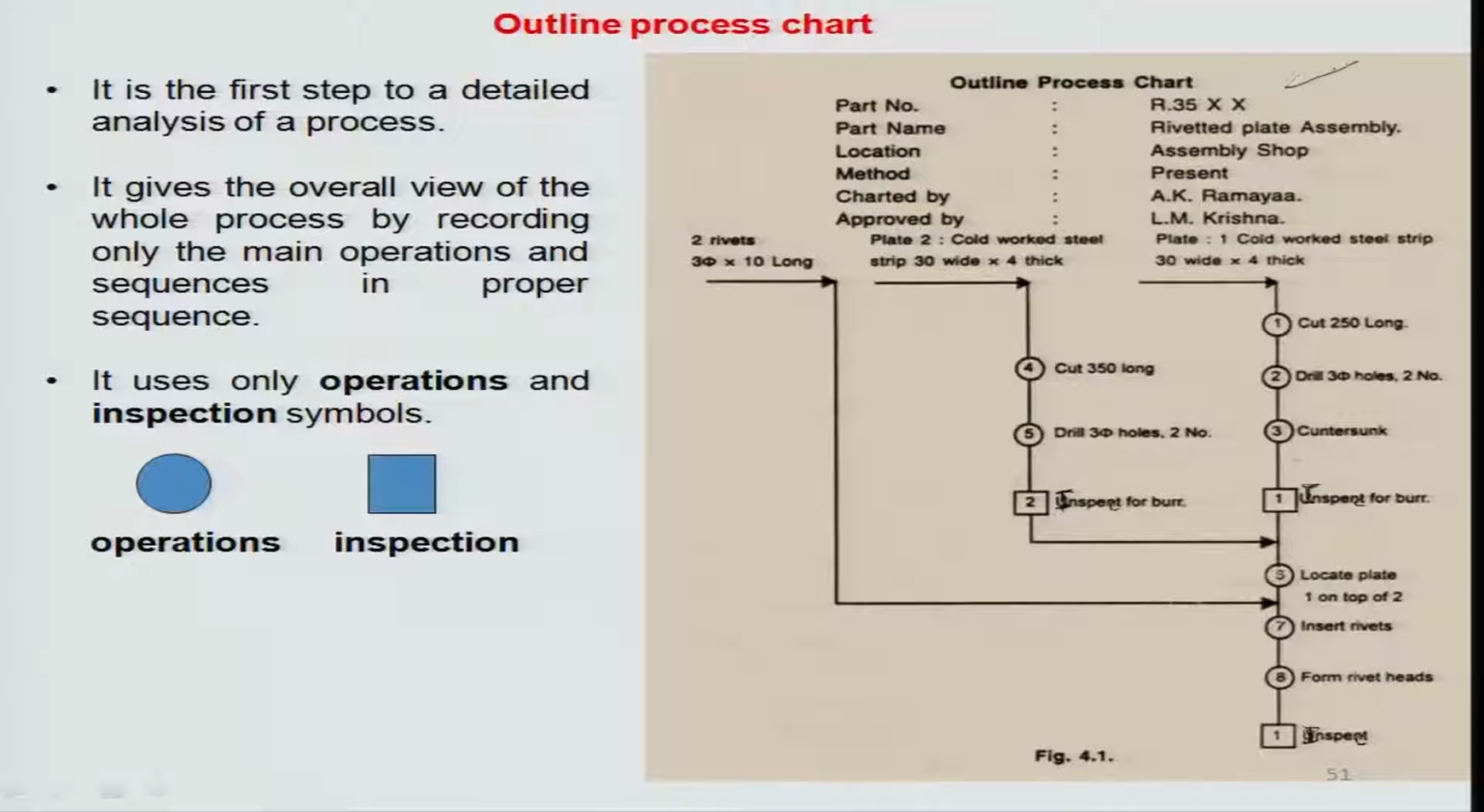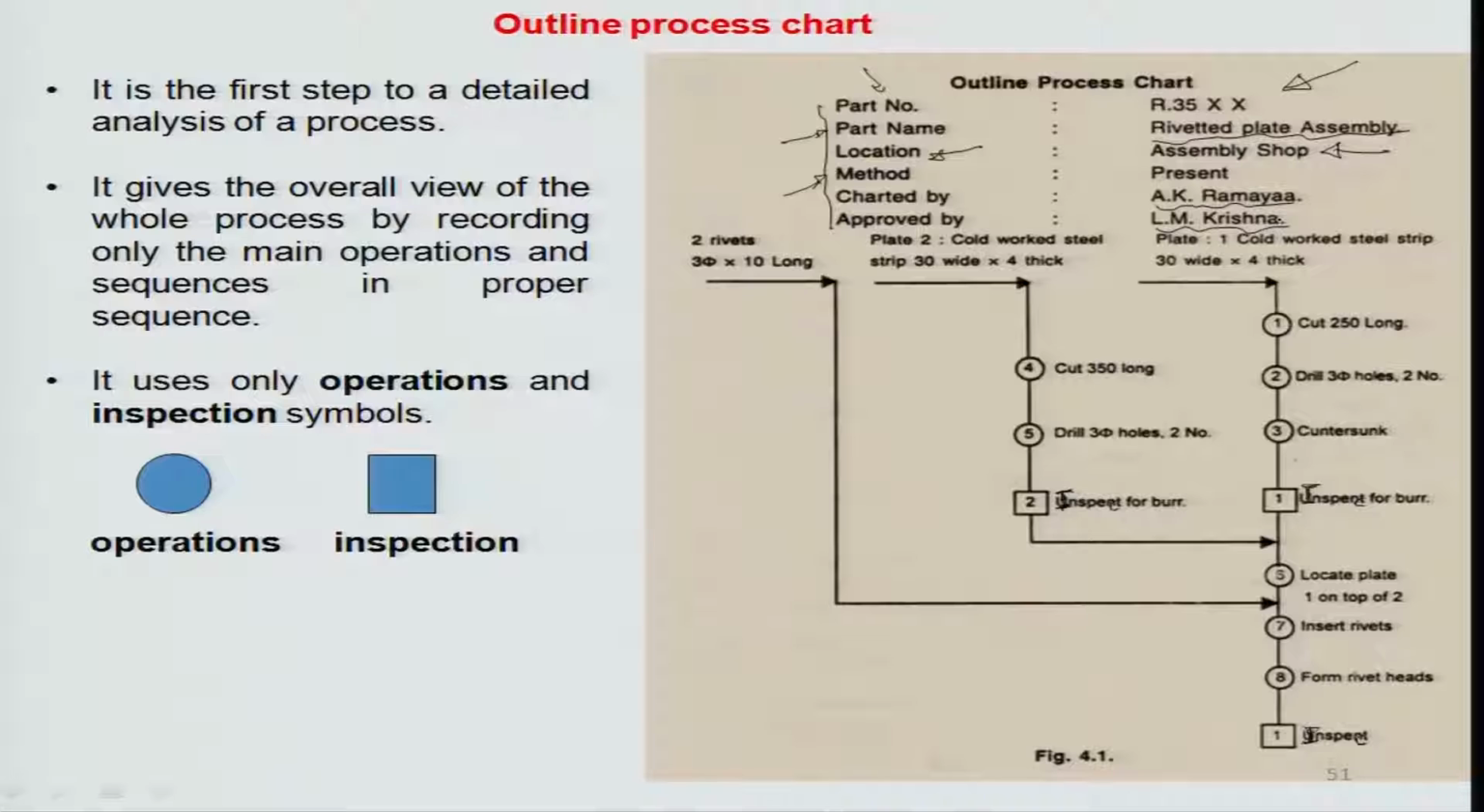This right here shows such a chart, which is for a riveted plate assembly, done for an assembly shop. Typically, such an outline process chart should first be identified properly, including the part number we are looking at, the part name we need to assemble using this outline process chart, then the location of the part. So basically exactly where it is being assembled, and also the method that is being used, and also who has charted this whole process and who has approved the process.